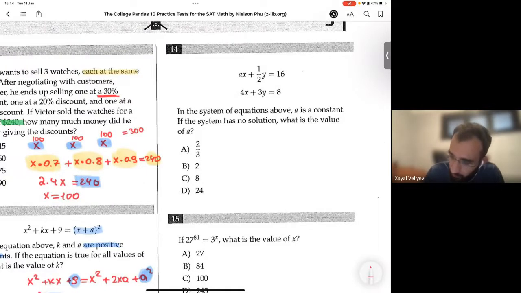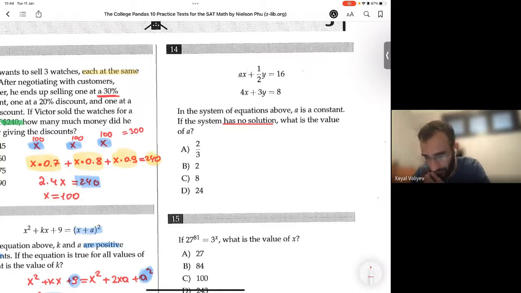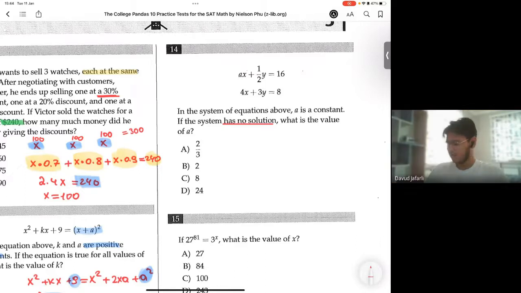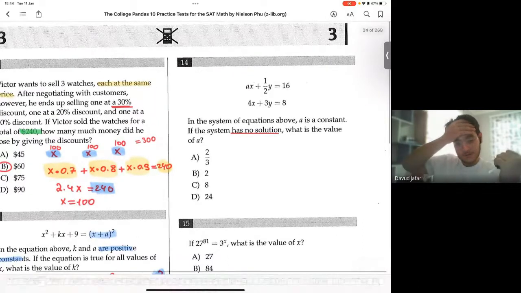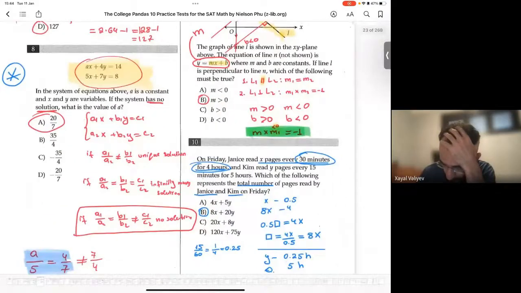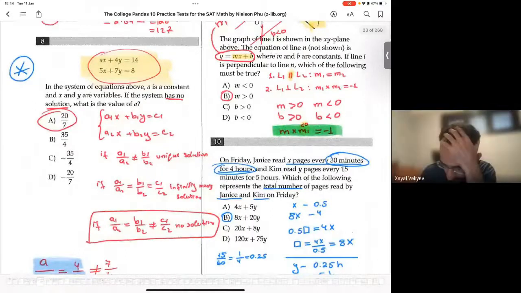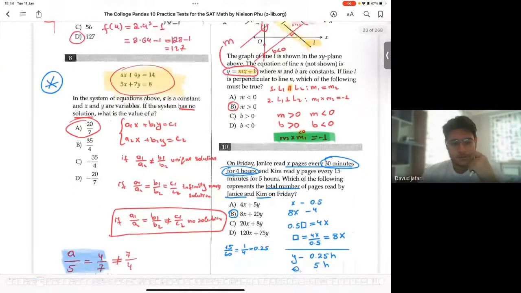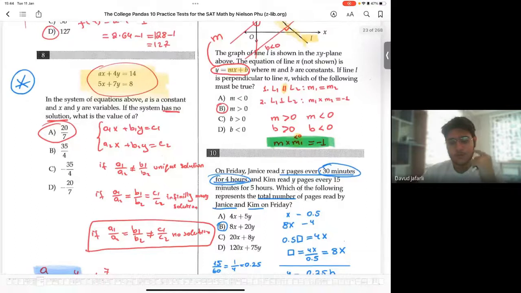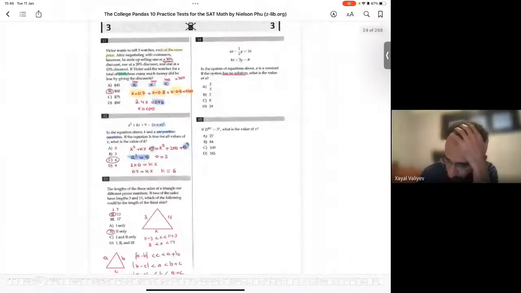Look, it's also talking about a system that has no solution. So the no solution case is a1 over a2 equals b1 over b2, not equal to c1 over c2. Let's just apply it here.